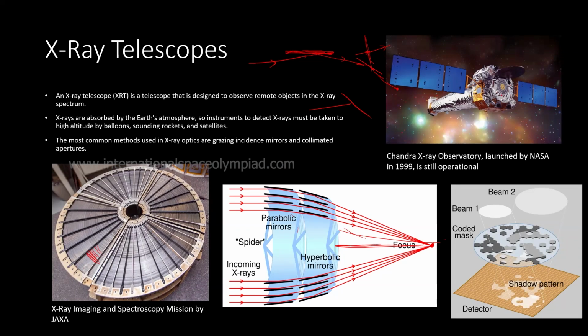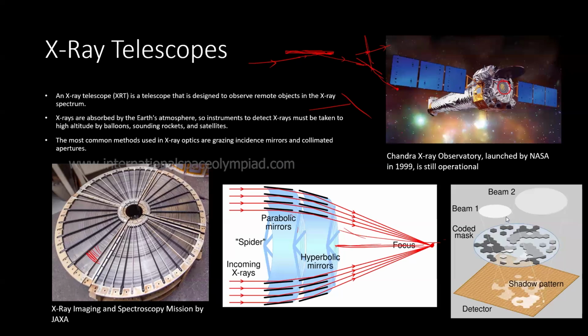Here you can see that what you are seeing is actually the deflector, in the Chandra X-ray telescope. So that is one method of getting the X-ray focused. Okay, so that is happening here.